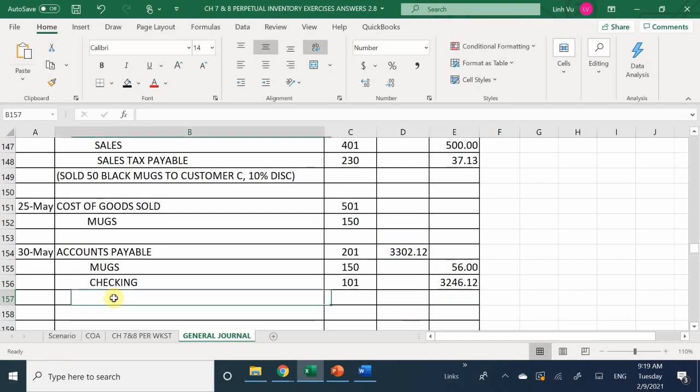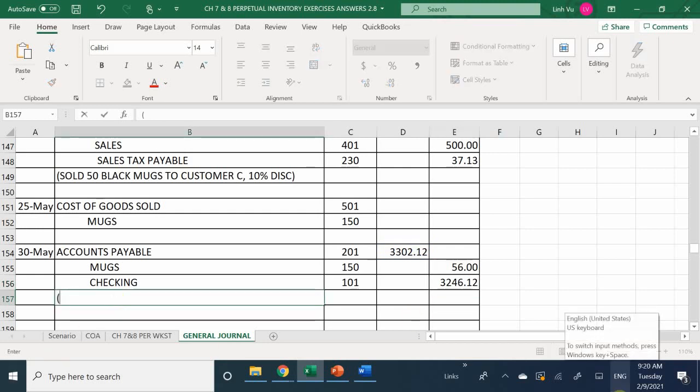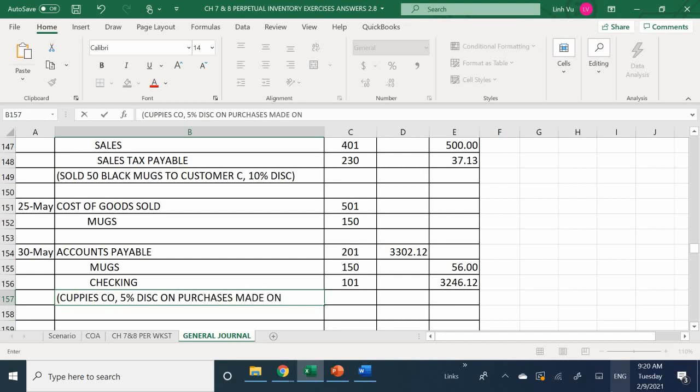Okay. So again, let me go ahead and fill in my description. I made a payment to Cuppy's Co. I've also received a 5% discount on purchases made on May 20th. And I also used the check number 201.